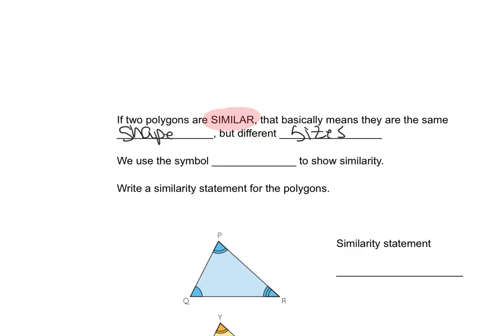And we did a little bit something similar to this with dilations back in the first semester. And for similarity, we use just a little squiggle mark. If you remember, last semester we used that, that meant congruent.